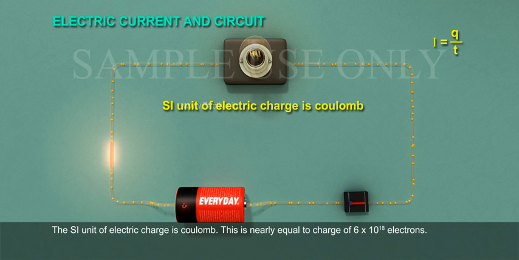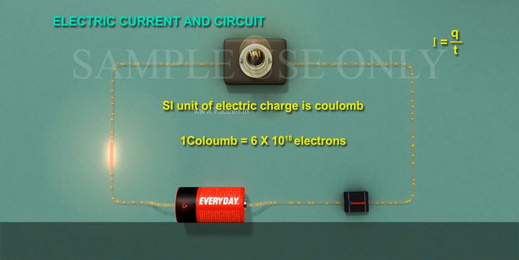The SI unit of electric charge is coulomb. This is nearly equal to the charge of 6 into 10 to the power of 18 electrons. We know that the charge of an electron is a negative charge of 1.6 into 10 to the power of minus 19 coulombs.